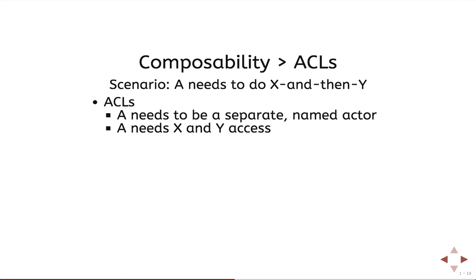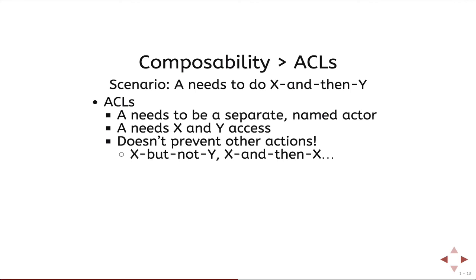Except we've now actually already given A, almost without thinking about it, more authority than it really needs, because there are plenty of actions that we've just allowed. For example, we've allowed A to do X but not Y. We've allowed A to do X and then X again for some reason. And obviously that's not what A is supposed to do, but the point is that our access control system happily allows it to do that.